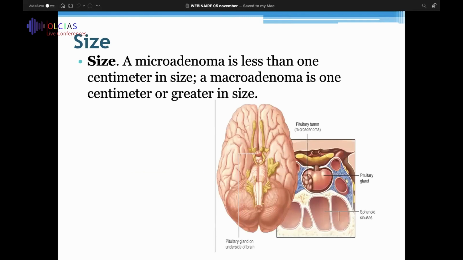According to size, as I say, we have microadenoma. So what is a microadenoma? Microadenoma is a tumor when the size is less than 1 centimeter. However, the macroadenoma is 1 centimeter or greater in size. So the difference between microadenoma and macroadenoma is the size. Microadenoma less than 1 centimeter. However, macroadenoma 1 centimeter or more.